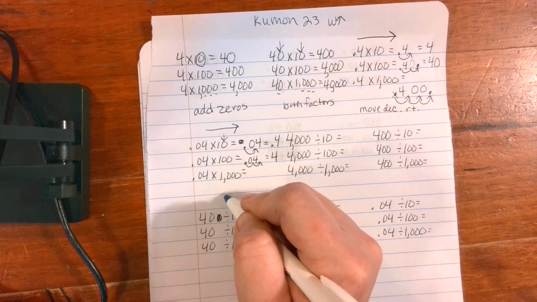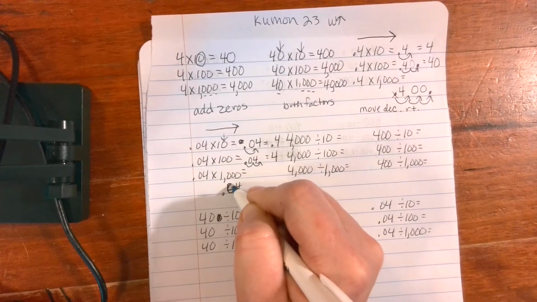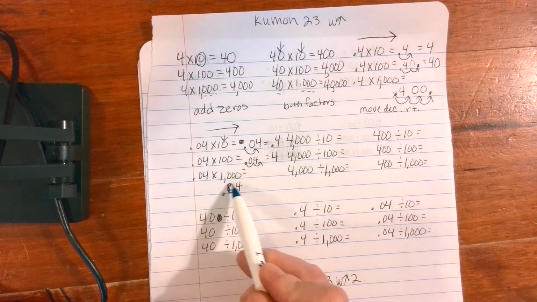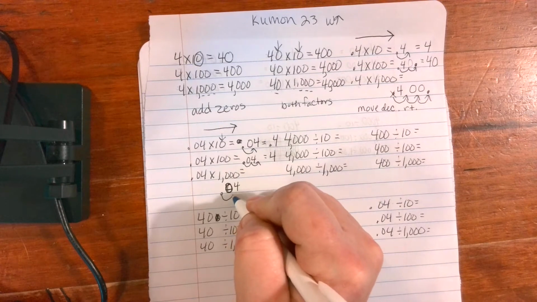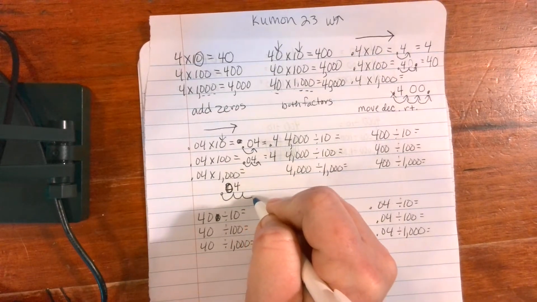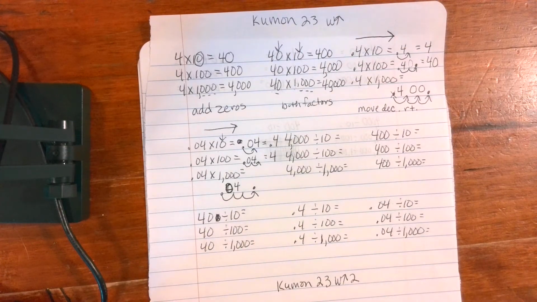All right, now this is the tough one. Oops. This time I'm multiplying it by 1,000. So how many times is my decimal going to move? 1, 2, 3. So how would I write my new number?